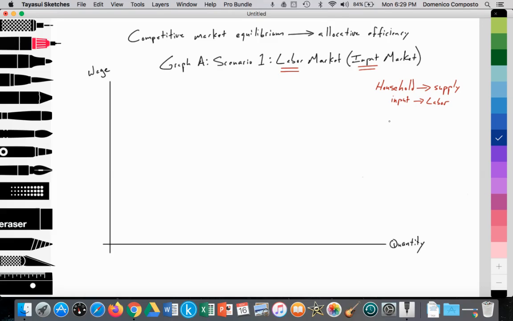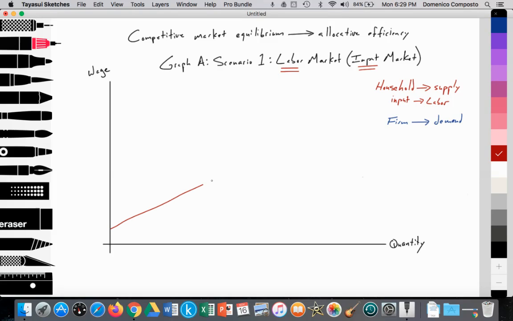Then we're going to look at the firm, and the firm in this case, in an input market, is the demand. They are demanding resources to produce a particular good or service. So they're demanding the input, in this case, labor. So let's keep that in mind. So we're going to have our supply of labor by the household. It's upward sloping.